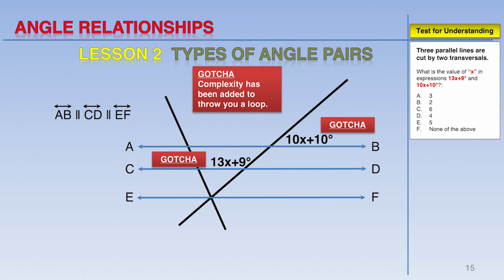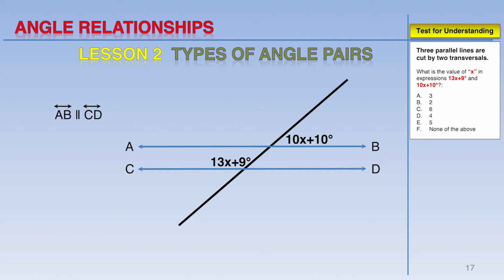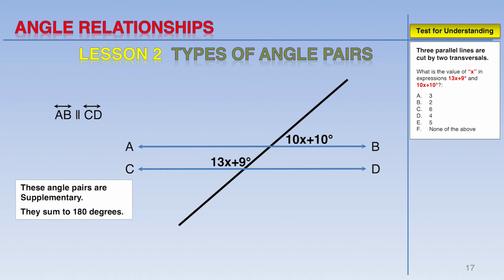But usually it doesn't stay simple, it gets complex. And so you can see that a complex gotcha has occurred here. We're not going to get rid of the gotchas of complexity, but we can get rid of the noise. And now we can solve this equation.